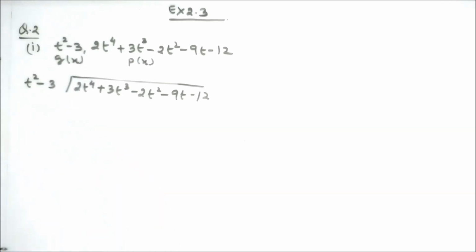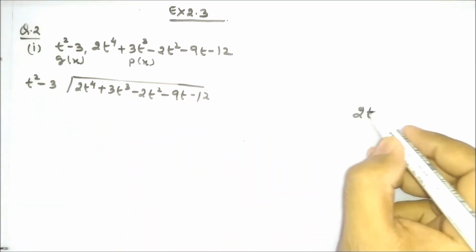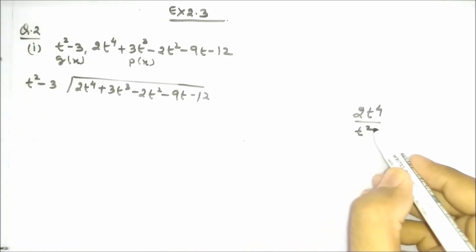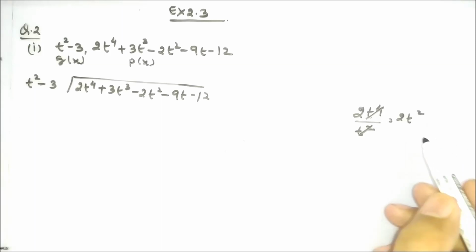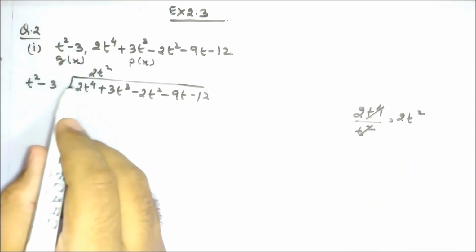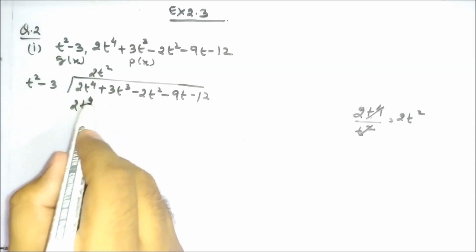Let's proceed with the division. Again our first term here is 2t power 4. So we'll take 2t power 4. And here we have the first term as t square. When you cancel this, you will get 2t square here. Now this 2t square will come here in the quotient. This 2t square multiplied by this t square, you will get 2t power 4.